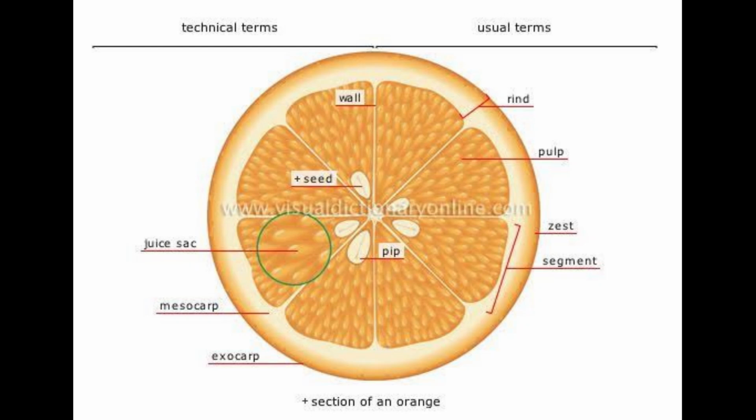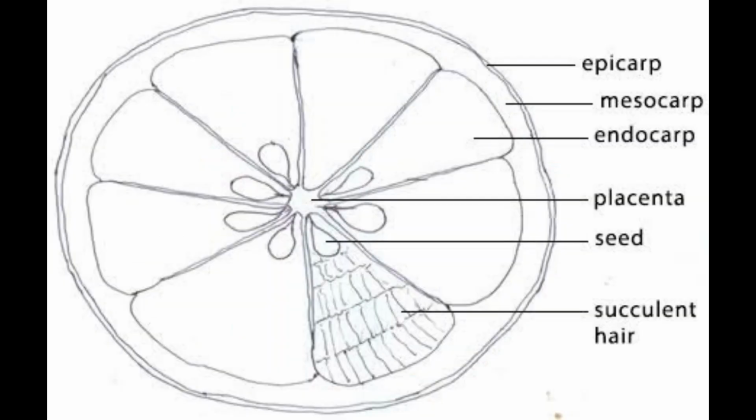Okay, so you may be asked to bisect the orange transversely, so you can see the transverse section of the orange. Okay, it has a juice sac, it has pulp, we have epicarp, mesocarp, endocarp, and seed. So you may be asked to cut and draw it.